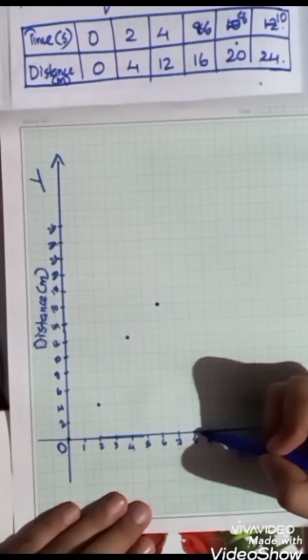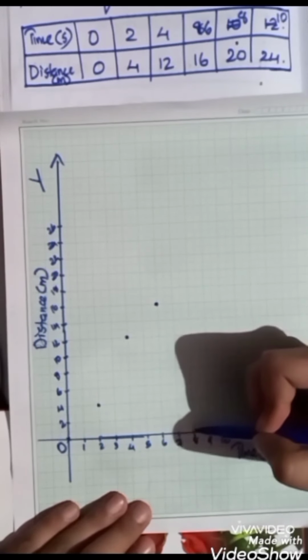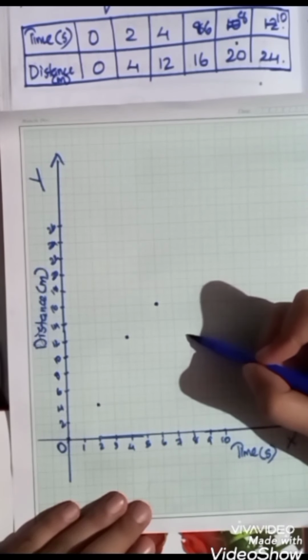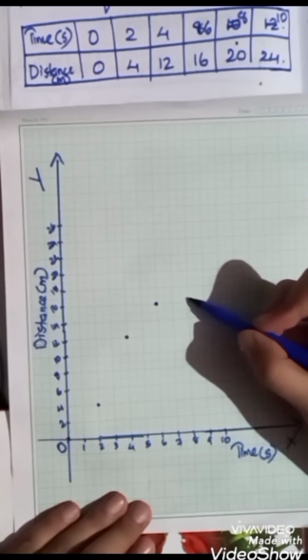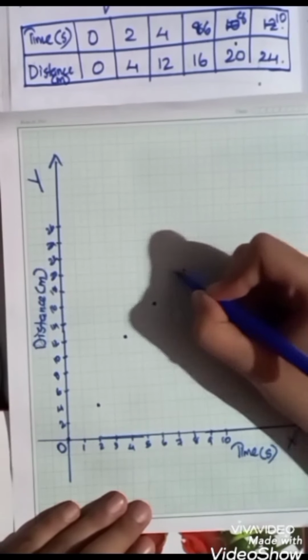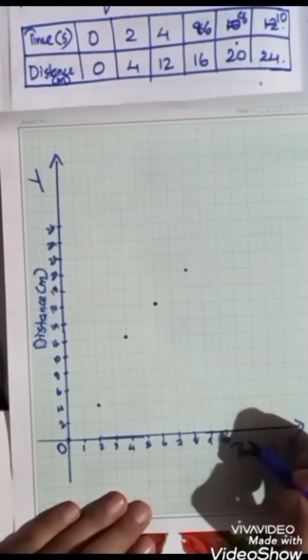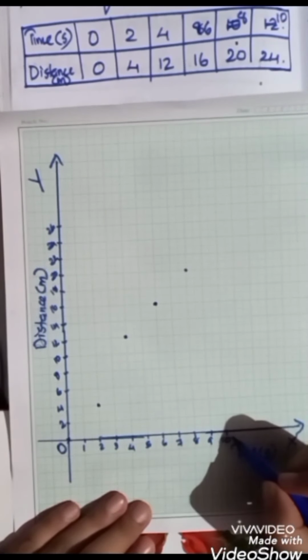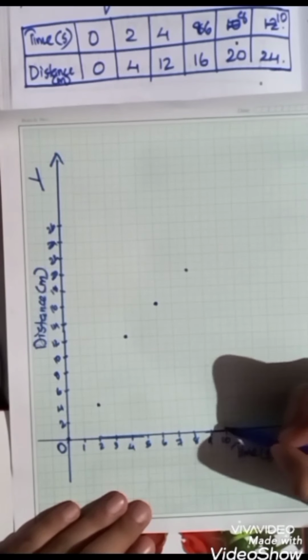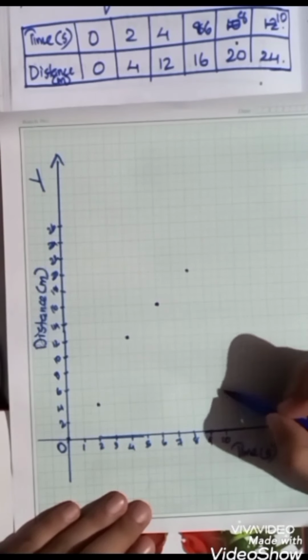At 8 seconds it is here. The time is 8 and the distance is 20. That is 2, 4, 6, 8, 10, 12, 14, 16, 18, 20. Okay, this is 20. Then at 10 seconds, it covers 24 meter.